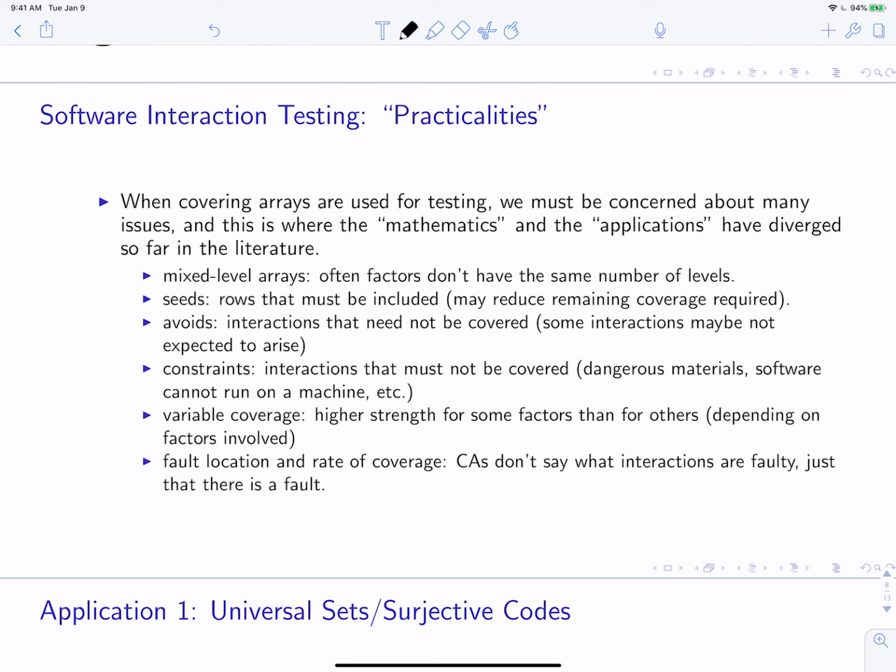So avoids is just, you don't have to do this if you don't want to, but if you do, that's fine. But for constraints, there are some interactions you absolutely cannot possibly have. Maybe there's some kind of danger in having that interaction there.